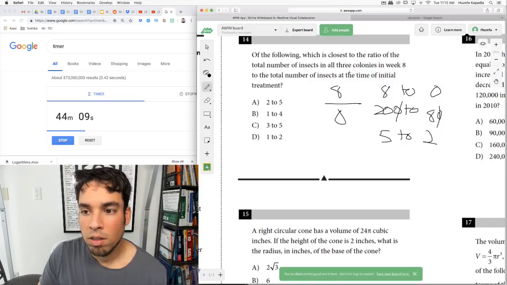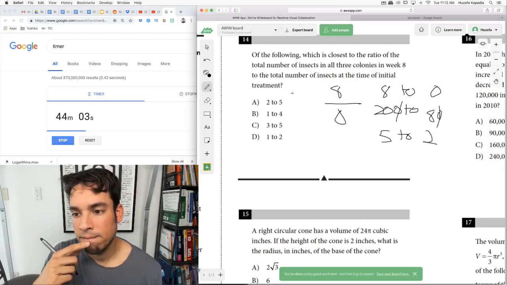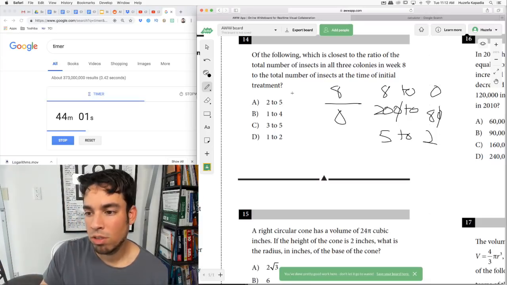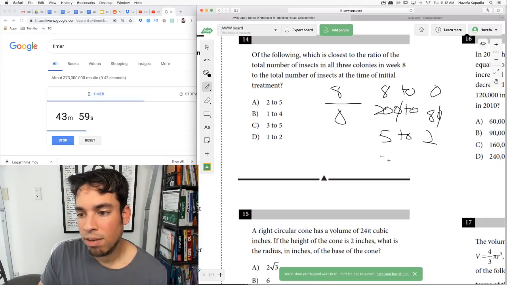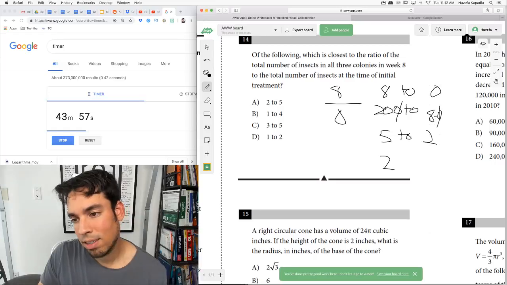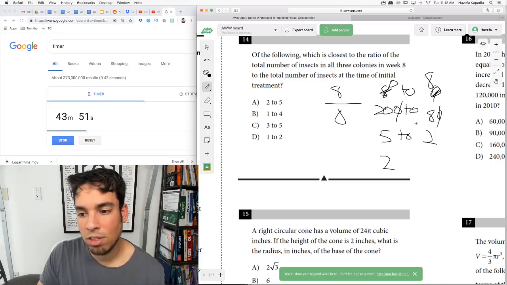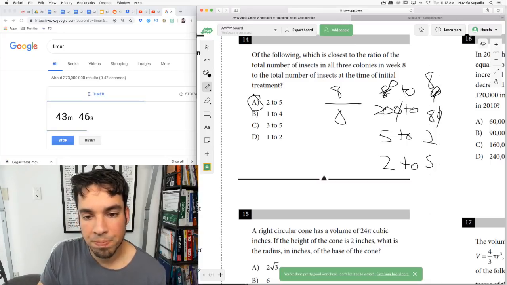Oh, sorry. In week 8 to the total number of insects at initial treatment. Oh, I did it backwards. Sorry. It's 2 to 5. 8 is in week 8, not 0. This should be the other way around. This is 0. This is 8. But they wanted it from 8 to 0, so it is 2 to 5, which is this guy.